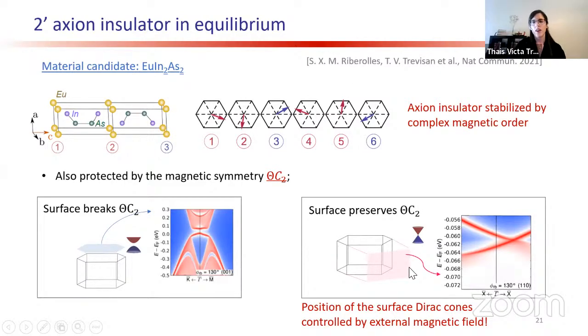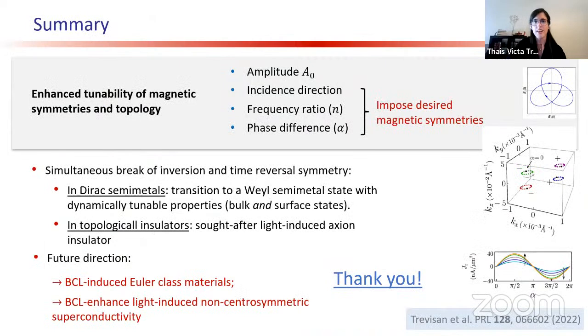So I guess that's what I wanted to show you. I want to leave you with some take-home messages. I hope that I convinced you that this type of light, the bicircular light, deserves to be explored more. It's a very versatile type of light that allows us to have much more control about the symmetries of the system, and as a consequence, much more control of what we can do with topology in the system.